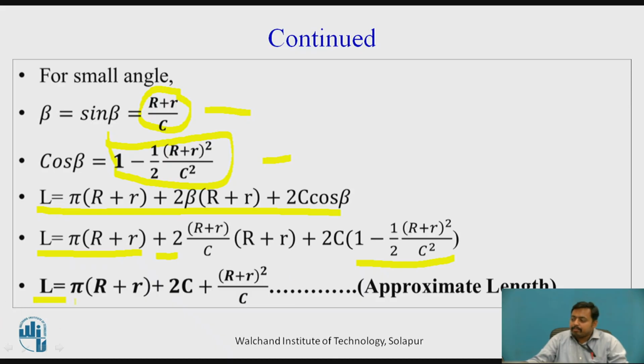So we get L is equal to pi into (capital R plus small r) plus 2c plus (capital R plus small r) bracket square upon c. So this is the approximate length of the cross belt drive.